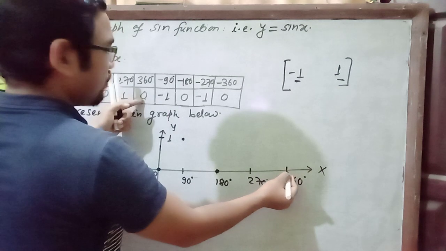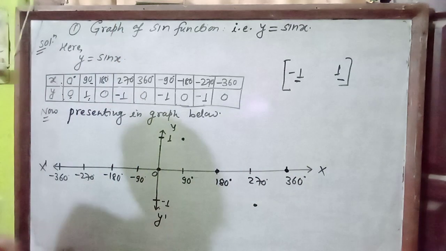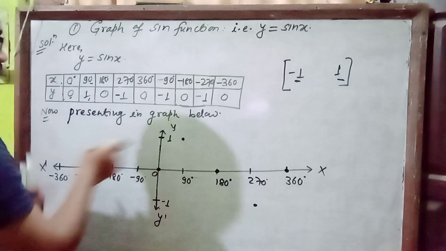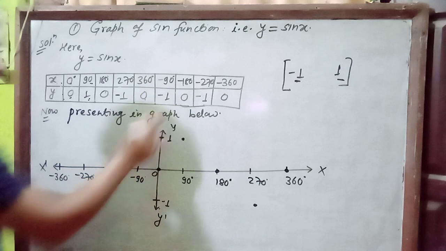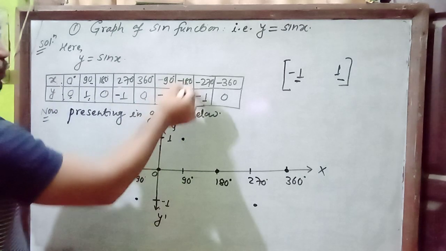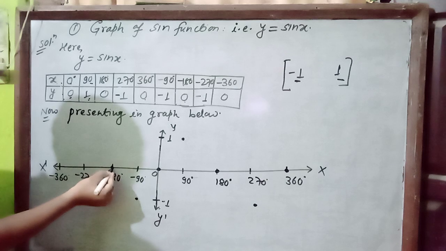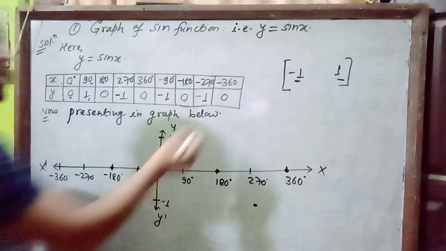And the value of y is also 0, so here itself. Now go to the next side, the negative side. -90, -1: -90 is here, -1 is straightly downside. -180, 0: -180 is here. 0 means no need to go anywhere. This is itself here, this point.